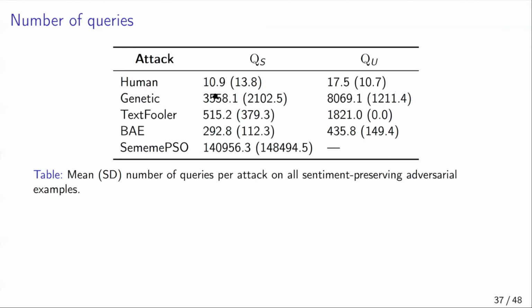So the genetic attack needs on average 3.5 thousand queries against the model in order to find a successful adversarial example. For TextFooler, this is around 515. BAE, it's 293. And then for the semi-PSO, it is the largest. So the PSO attack needs on average 141,000 queries against the model in order to find a successful adversarial example.